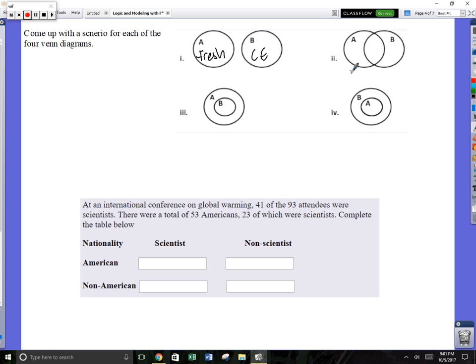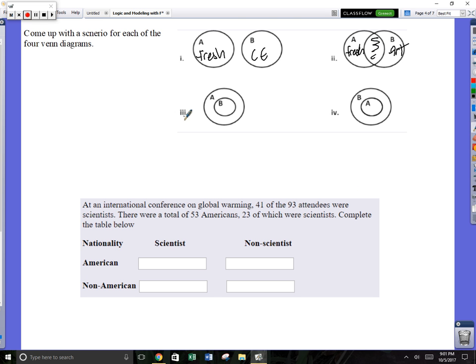So scenario number 2, so A, I'm going to say again, is my freshman. And B, maybe could be an elective of art. So maybe there are some students that during their freshman year choose to do art. So there is an intersection, there's an overlap.